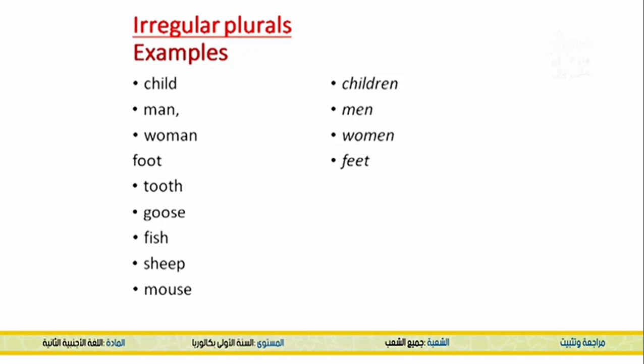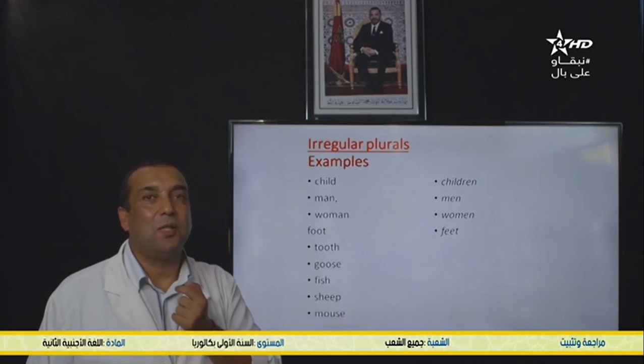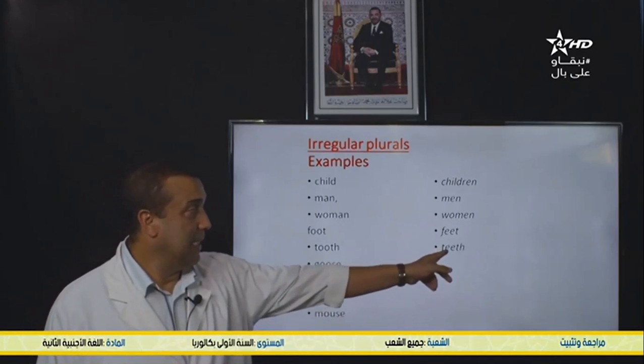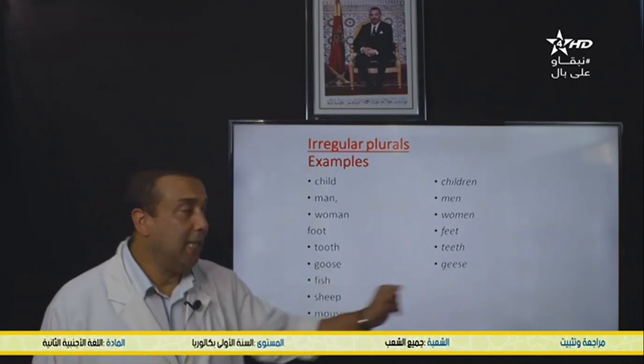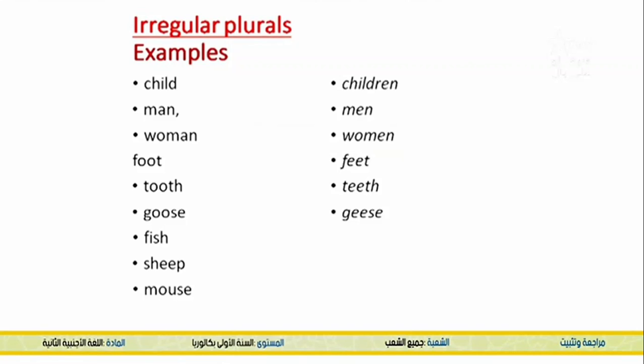Foot, plural form of foot. Yes, that's right. Feet, and what is this? Tooth, plural, teeth, yes. Goose, geese, fish, does not change, fish. It remains the same. It's like sheep, sheep, mouse, mice. So these are called irregular plural forms because they do not take an S. They have different forms.